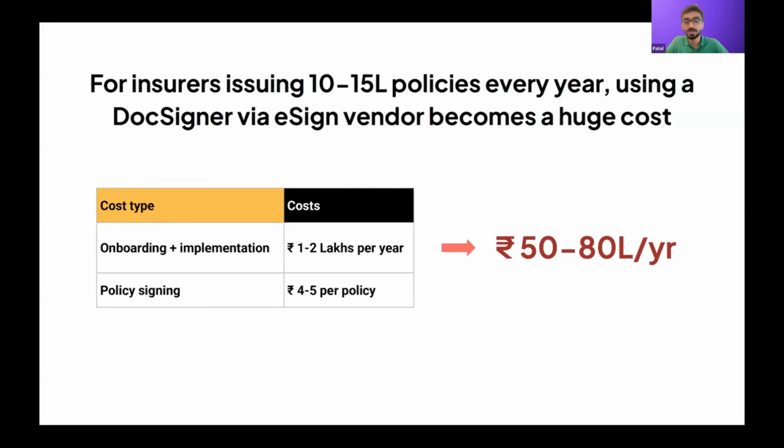So for say volumes of 10 to 15 lakh policies per year, this amounts to an annual cost of 50 to 80 lakhs. Let's say 4 to 5 is too much, you say 2 to 3. Even then it's a cost of like 30 to 40 lakhs per year just on policy signing, right?